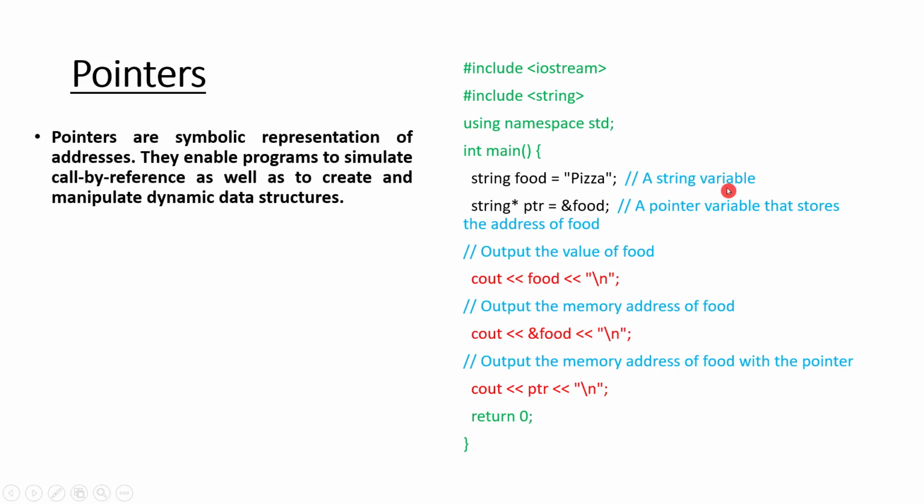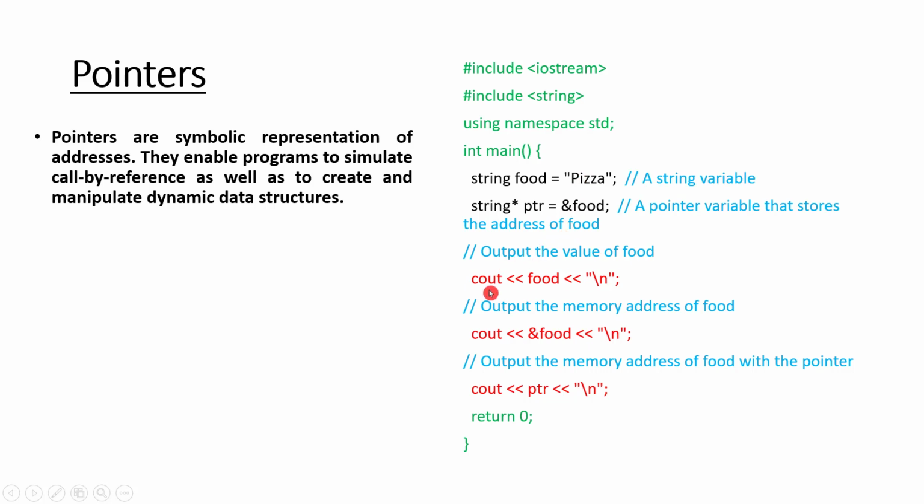So this won't be read by the compiler because it's with a forward slash. This blue text won't be read by the compiler, and these couts are the program outputs. So this code is made for understanding purposes. So a string variable is here. Then you are defining string* ptr equal to &food. So this ptr is equal to the address of food. Once this command executes, this will be a pointer variable that stores the address of food. So the ptr will take the value of this one.